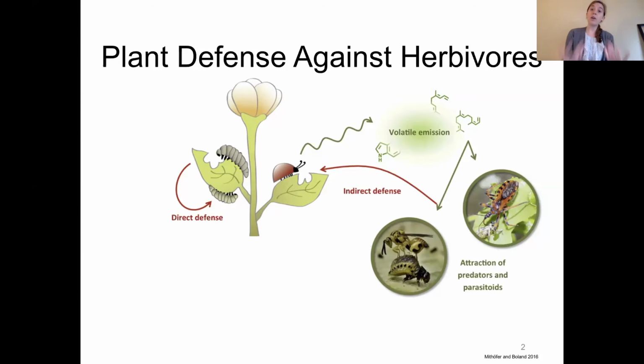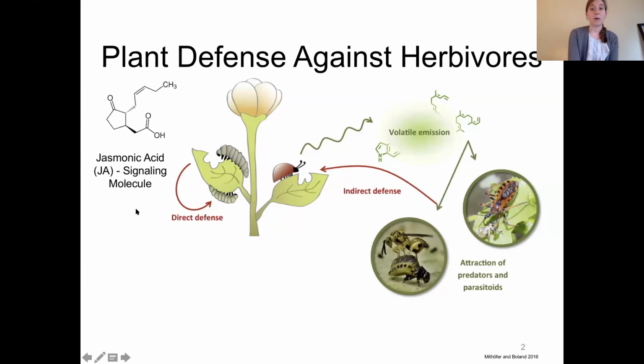One other thing that I want to make note of is that these direct and indirect defense mechanisms that plants use to defend against insect herbivores are often mediated and regulated by signaling molecules, which we also refer to as phytohormones in plants. Today I'm going to be talking a little bit later on about jasmonic acid. This is one example of a signaling molecule that's produced endogenously in plants that helps these plants coordinate these different defense mechanisms against a particular insect herbivore.